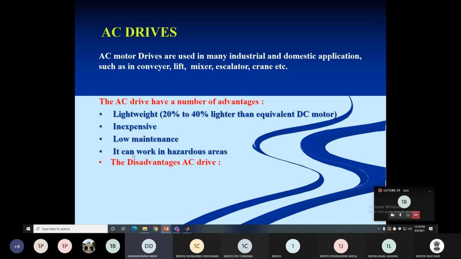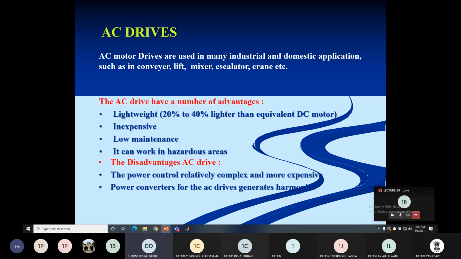Now what are the disadvantages of AC drive? So the first disadvantage is that the power control of the AC drive is relatively complex and more expensive. The control of the AC drive is expensive and complex as compared to the DC motor drive. This is the first disadvantage.